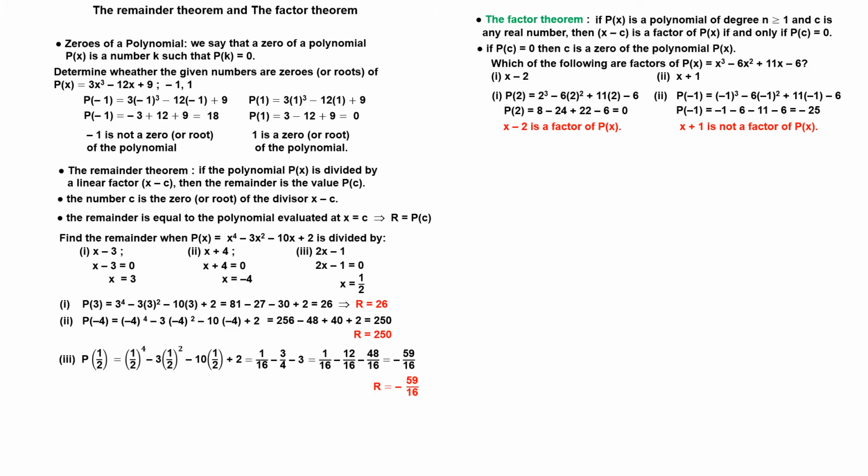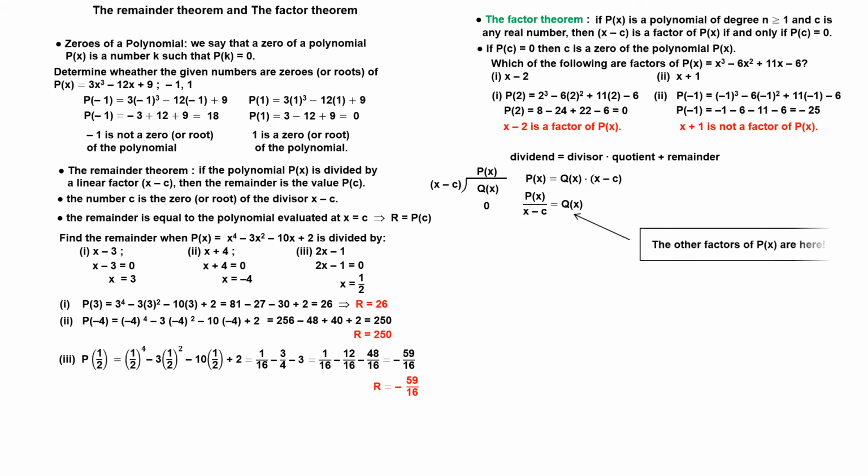In practice, the factor theorem is used when factoring polynomials completely. I will show you the process. If a polynomial p of x has a linear factor x minus c, we can write p of x as follows. Then we can use long division or synthetic division to find a polynomial q of x such that p of x equals x minus c times q of x, and q of x has degree 1 less than the degree of p of x. The other factors of the polynomial p of x are also factors of the polynomial q of x. Thus, we may be able to repeat the process on q of x, and so on, as often as possible, to give a complete factorization of p of x.